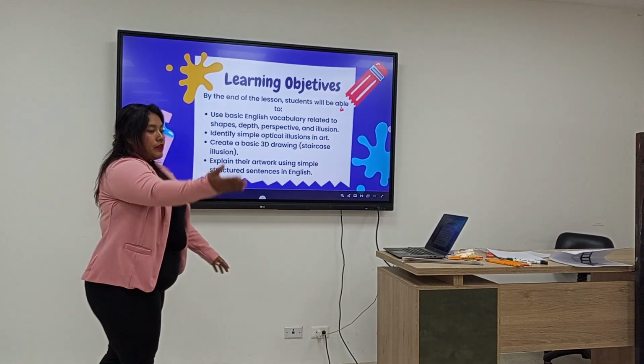Okay, please read. Learning objective. By the end of the lesson, students will be able to use basic English vocabulary related to shapes, depth, perspective, and illusion. Identify simple optical illusions in art. Create a basic 3D drawing, and explain their artwork using simple structured sentences in English.